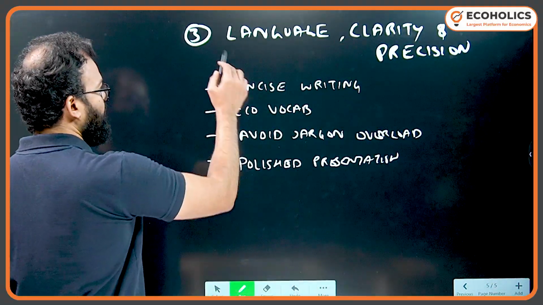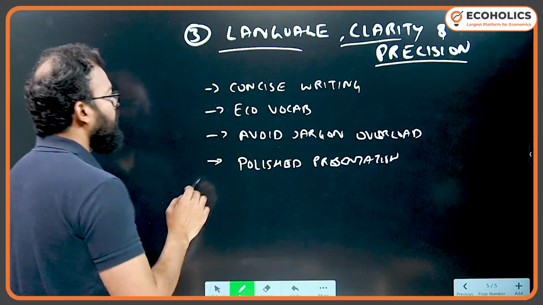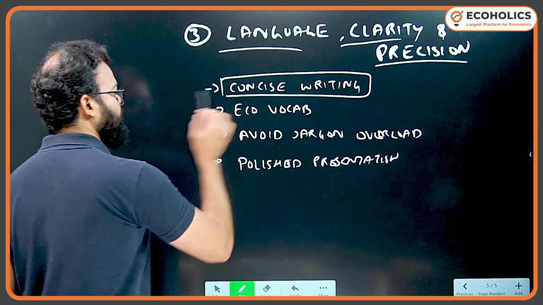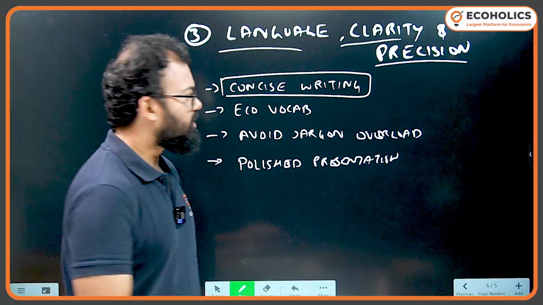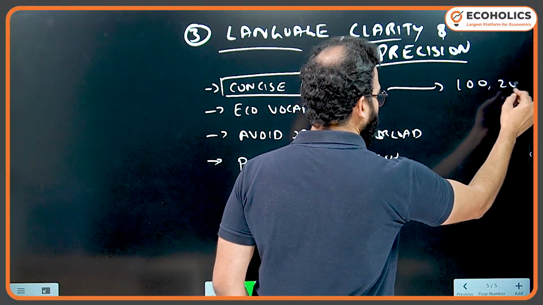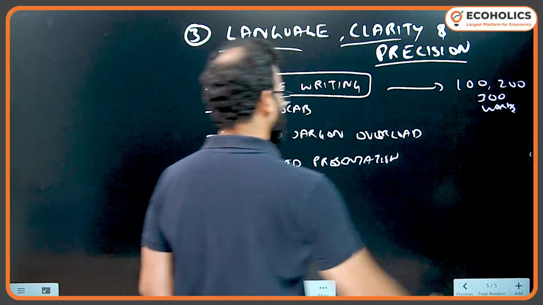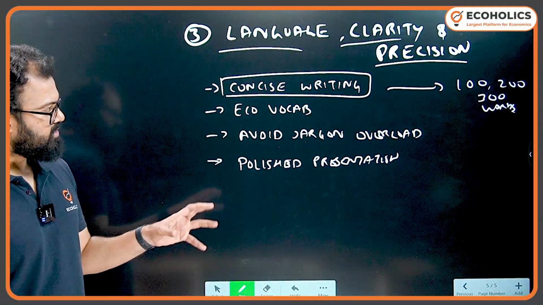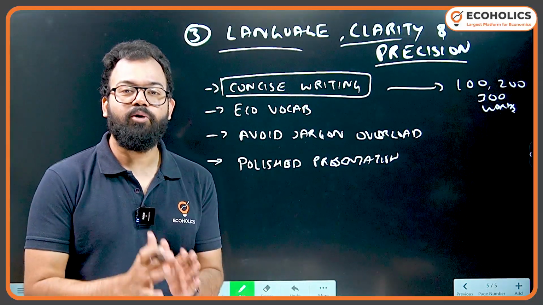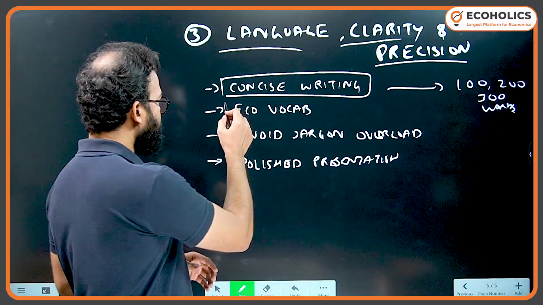Last component is language, clarity and precision. Number one thing which is very important is concise writing, because UPSC is not asking you to write an essay. They will ask you to write 100, 200, at max 300 words. And when you have these word limits, you will realize that you have to write to the point only. You don't have any option to deviate from the question.